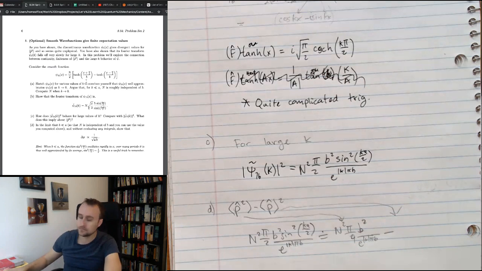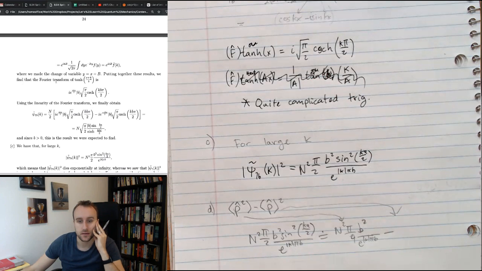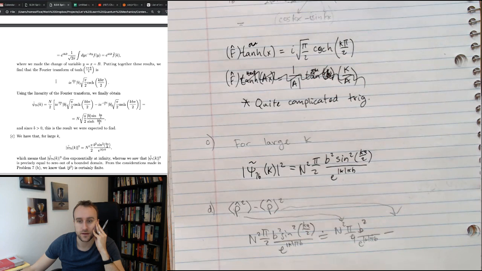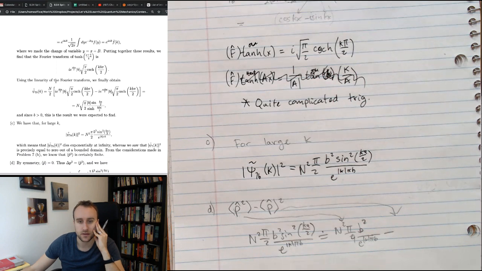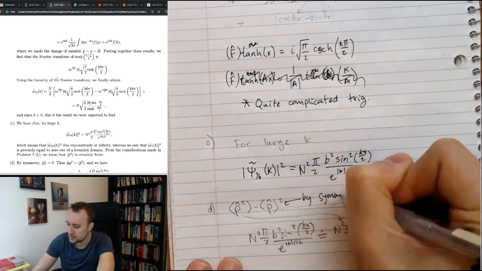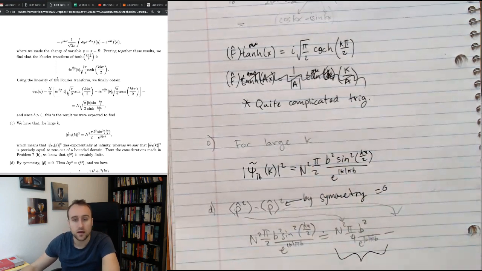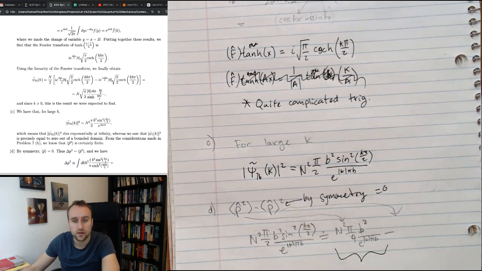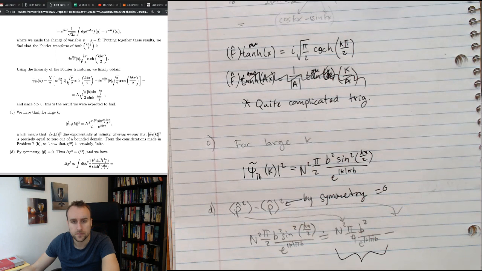All right, let's look at the answer here. For large k, which means that this dies exponentially at infinity, whereas we saw this is precisely equal to zero. But this is the one we already did. By symmetry, oh, okay. So this is just this. Therefore, we have, is equal to, this is only for large k.